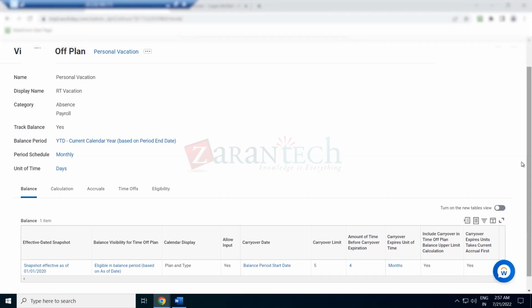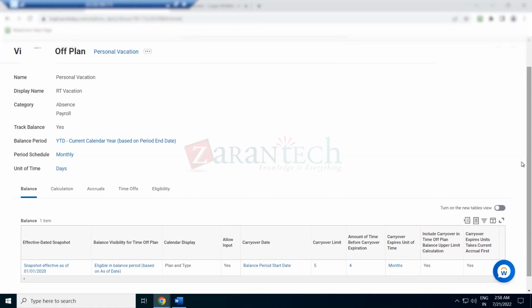Definitely it's a valid point. I was about to go at this point in 2-3 days. After 2-3 days, creating a time off plan that in 2020 this is the balance, in 2021 this is the balance. So this is basically for audit purposes, having a snapshot that yes, this happened, this happened, this happened.